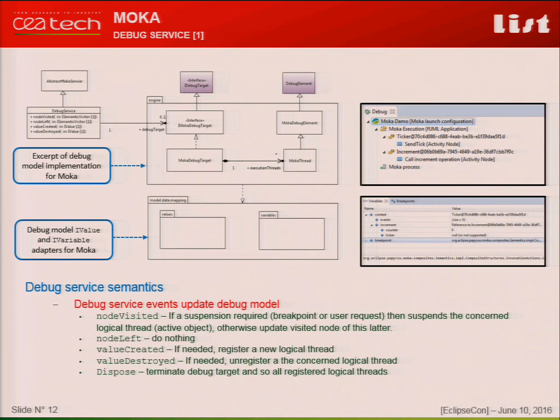The second service, as I spoke about, contributes to the debug model of Eclipse. What we have defined is that this debug service is connected to a particular debug target, and this debug target registers a set of particular threads, Moka threads, which in UML terms correspond to instances of active classes. And the rendering of this through the Eclipse UI is there.